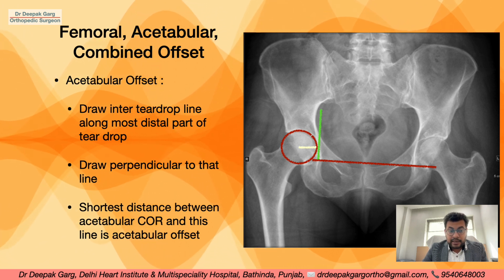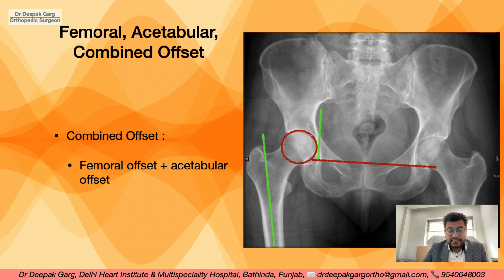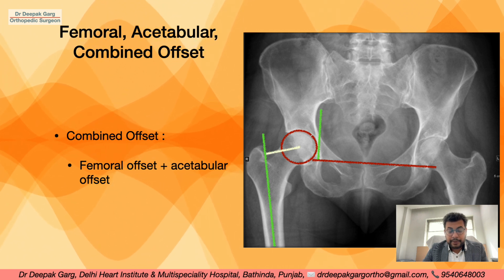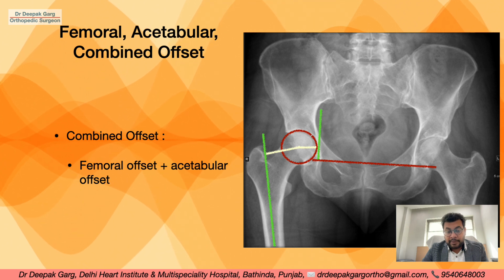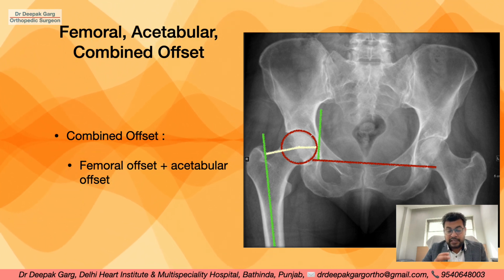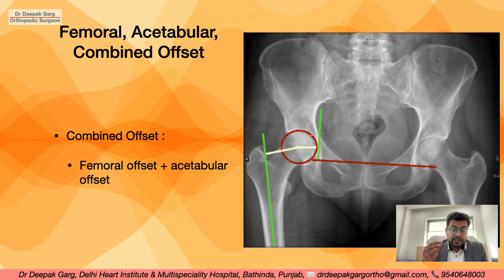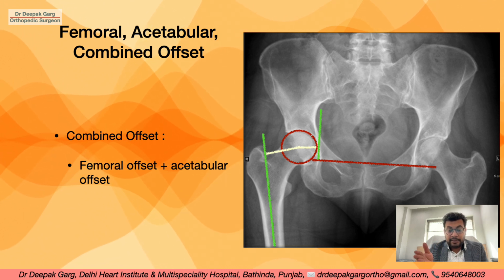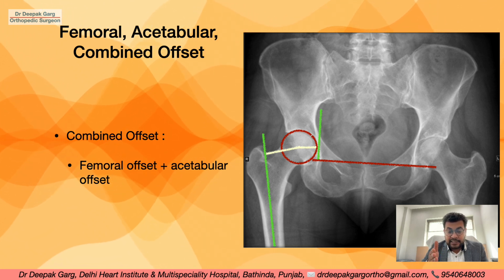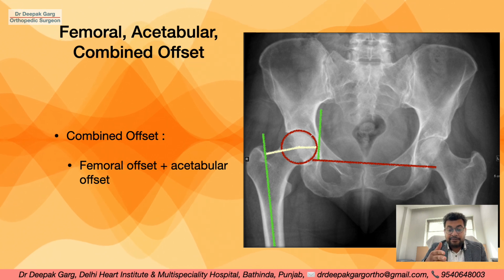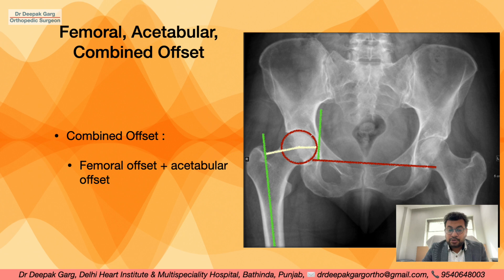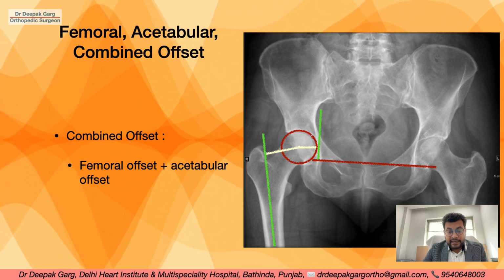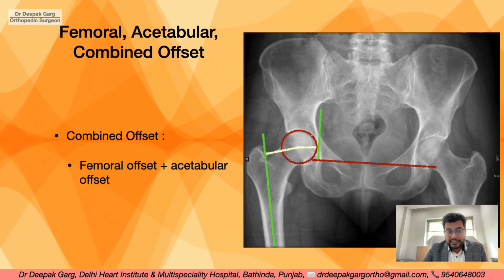Now what is the combined offset? The combined offset is the femoral offset plus the acetabular offset. We need to maintain this combined offset. For example, if we are using a larger component, a larger head size, then the acetabular component will be larger because the center will lateralize, and the femoral component will be shorter because the center of rotation will be lateralized. So we need to maintain this combined femoral plus acetabular offset.